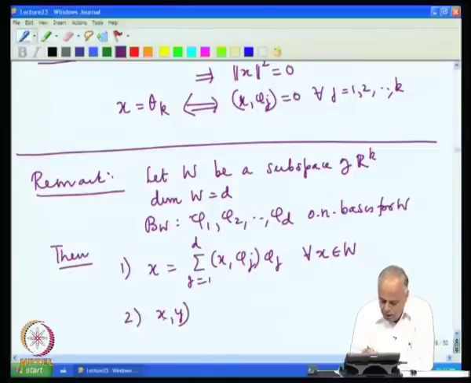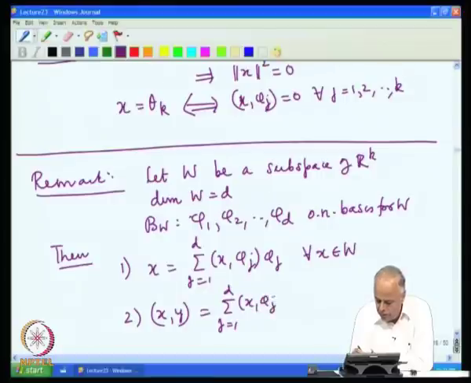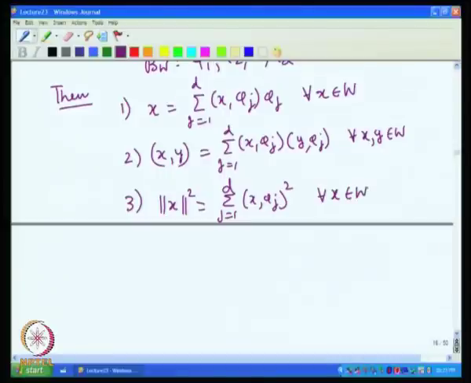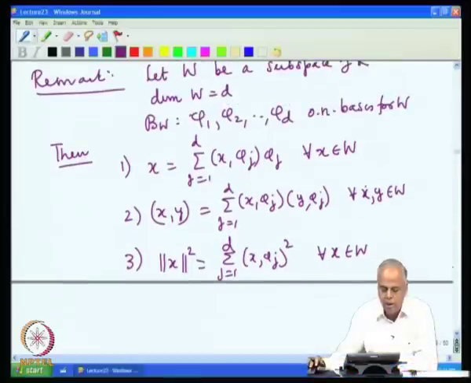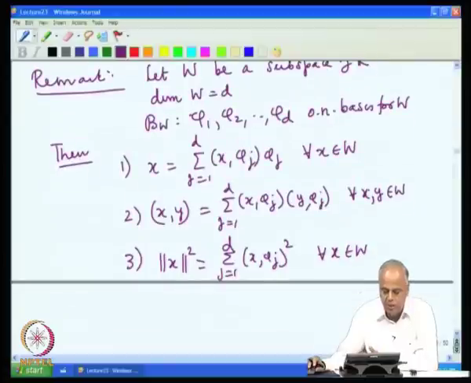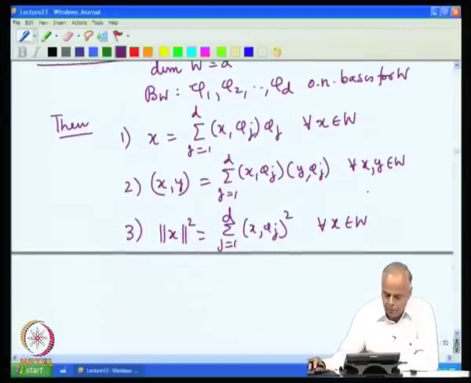The inner product of x and y is equal to the summation j equal to 1 to d of the inner product of x and phi j times the inner product of y and phi j, for every x, y in W. And finally, this norm condition: norm x squared is equal to the summation j equal to 1 to d of the inner product of x and phi j squared, for every x in W. So, if we take W equal to R k, we get all the results we had before, but we can also restrict ourselves to a subspace and we get the corresponding results.